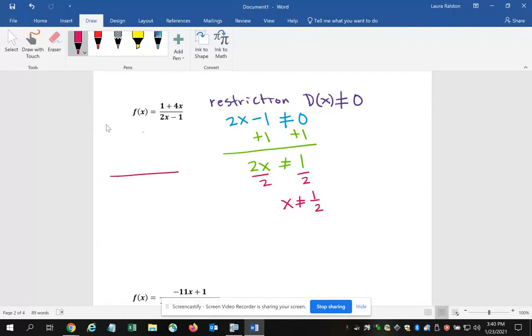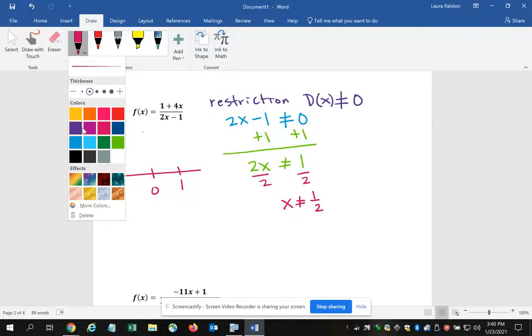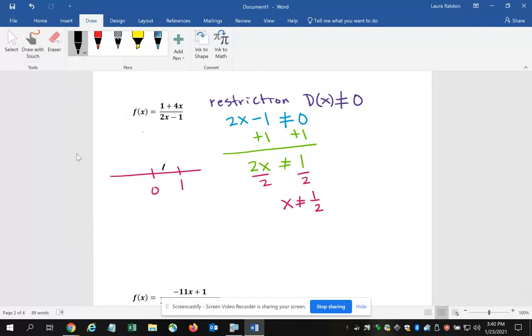Now again, visually, if you want to picture that on a number line, you can estimate where 1/2 maybe falls on the number line. So we would have this big old hole at 1/2. And again, we can choose any value to the left or any value to the right. So in terms of the domain, we would have from negative infinity to 1/2, step over the hole, and we're going to go from 1/2 to positive infinity.